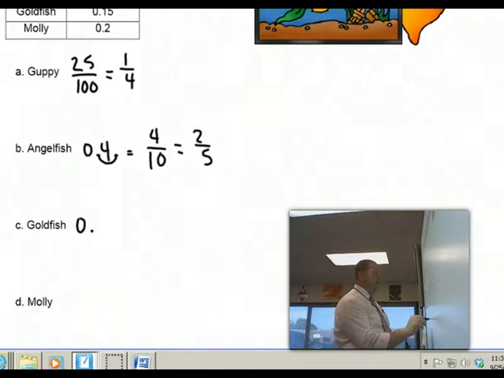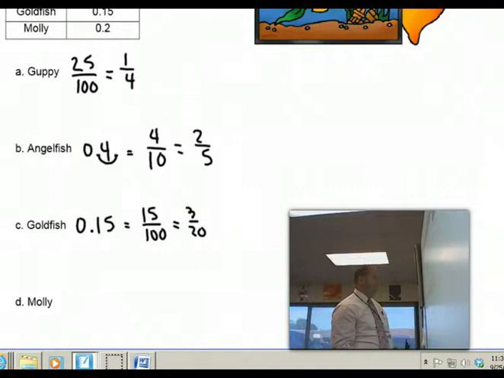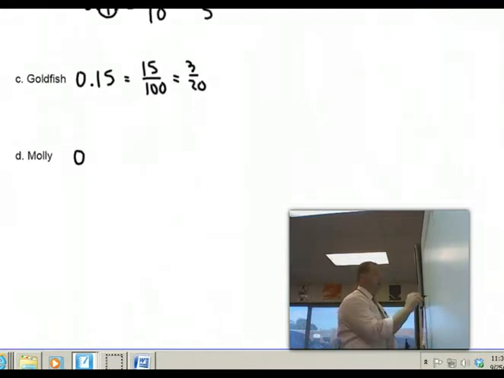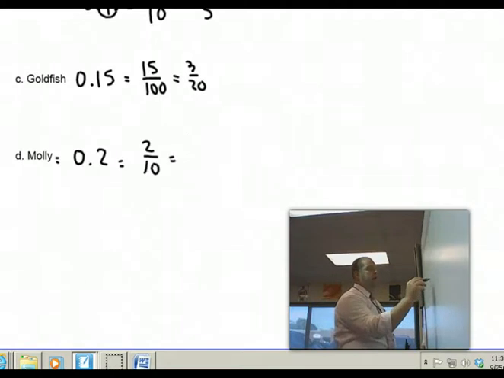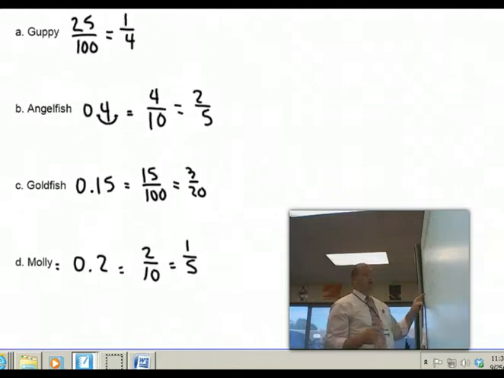Goldfish is 15 hundredths, so 15 over 100. When I reduce that by 5, I get 3/20ths. And the last one, the molly, is 0.2, which is 2/10, which reduces to 1/5. So you can write any decimal as a fraction by either knowing how to properly say the number with the last digit, or move the decimal over until it's a whole number and all the digits are used and adding that many zeros in the denominator.